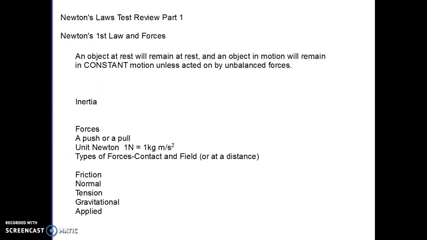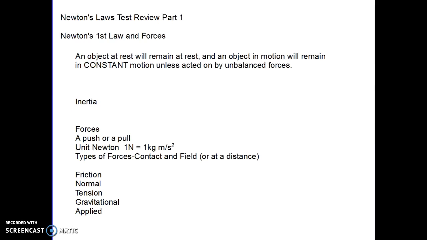Hi, this is part one of the Newton's Laws test review, where we're going to talk about Newton's first law and types of forces. So Newton's first law, you're probably familiar with it. It says something like, if an object is at rest, it will remain at rest. And if an object is in motion, it will remain in constant motion unless it's acted on by an outside force or unbalanced forces. I capitalize constant because that's important.